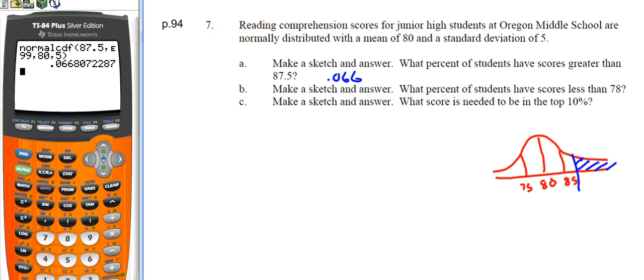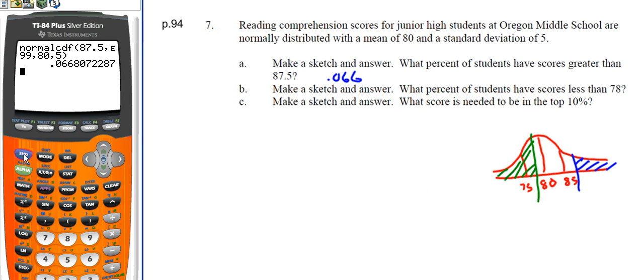Now next one, similar question. It's saying what percent of students have scores less than 78? So 78 is about here. Less than 78 is this shaded region. And this shaded region we can see is bigger than the blue one we had before. So my answer is going to be bigger than that first answer.